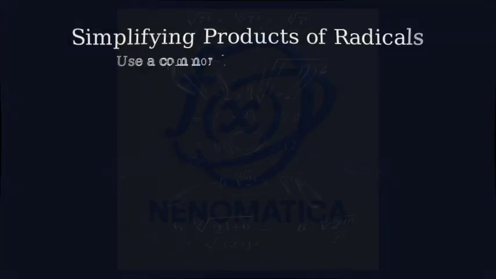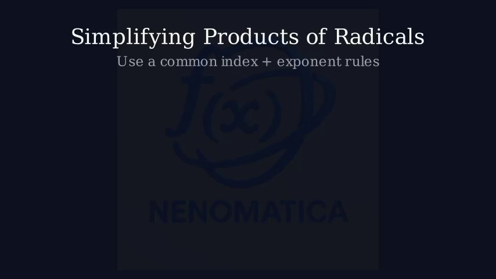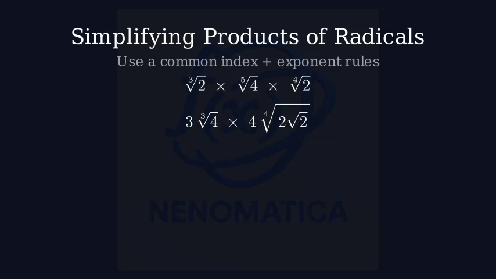In this lesson, we simplify two radical products step by step using one powerful idea. Rewrite each root to a common index, then combine and simplify. Here are our two expressions. First, the cube root of 2 times the 5th root of 4 times the 4th root of 2. Second, 3 times the cube root of 4 times 4 times the 4th root of 2 radical 2. We'll solve each one carefully.